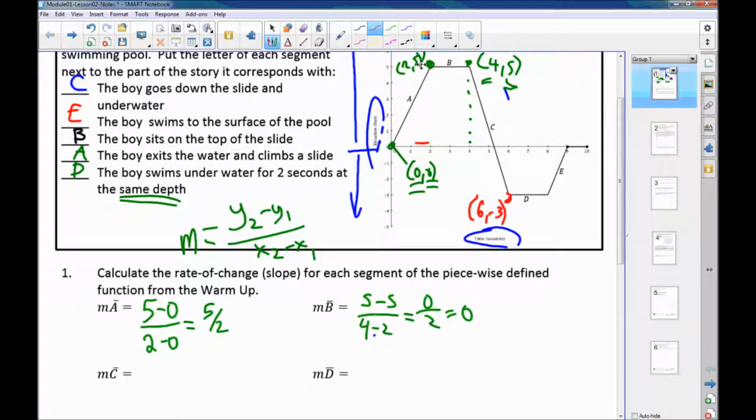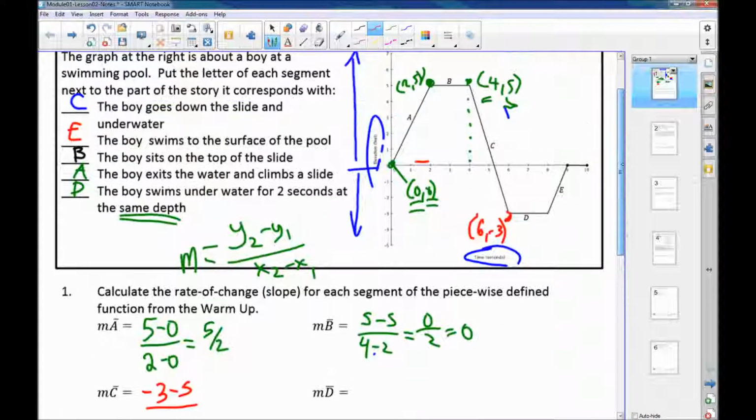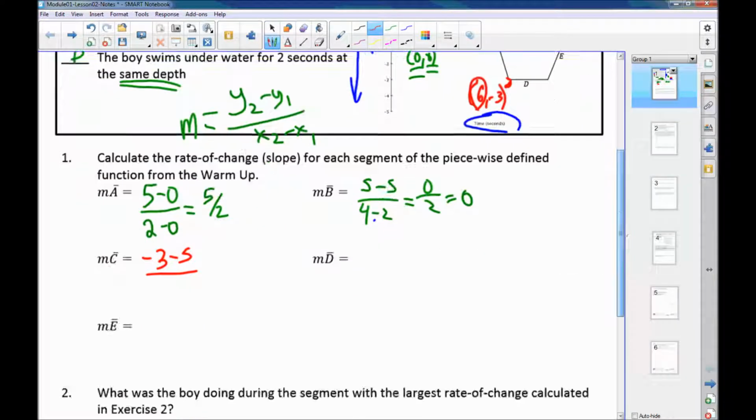All right, so negative 3 minus 5 is our top. And our bottom, the change in the x's is 6 minus 4. This would give us -8/2 for a slope of -4. So here the boy's going upwards, 5/2 is a positive slope. Here the elevation didn't change, and here the elevation is going down, so he's going downwards. That's him sliding down the slope.